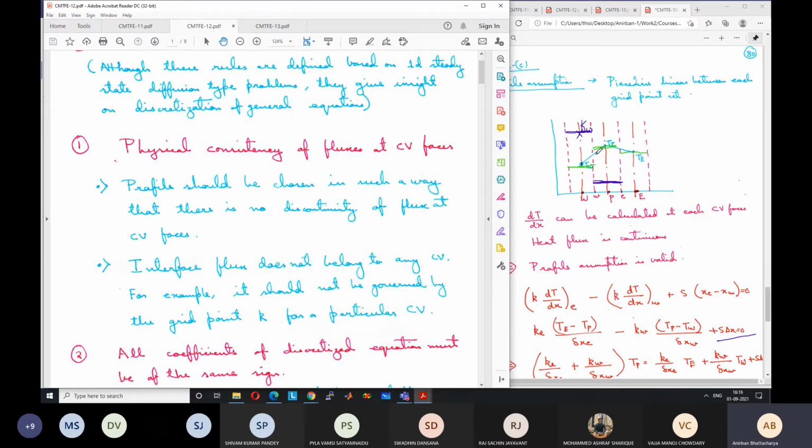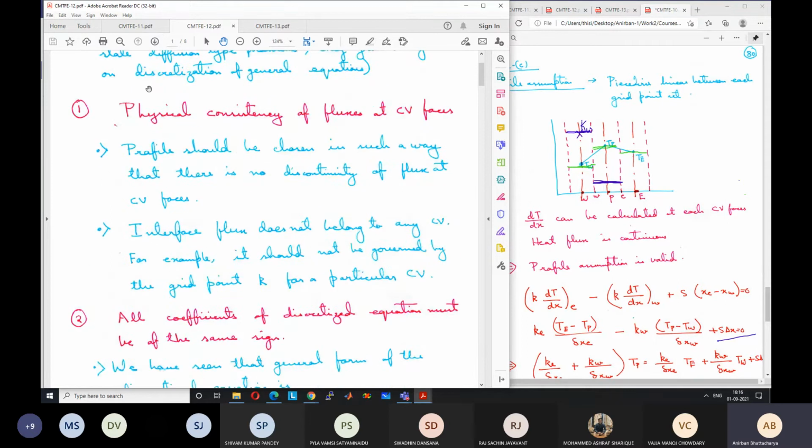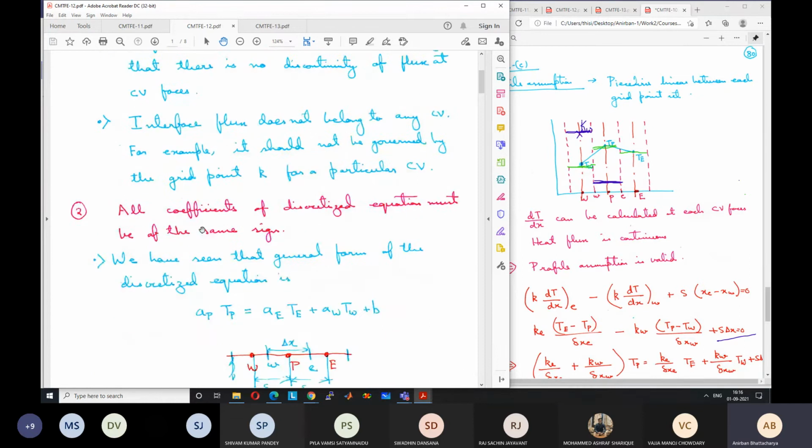So if the flux does not belong to the P control volume, it should not be governed only by the KP value. It should be governed by some mechanism which takes into account both control volume properties. The interface flux does not belong to any control volume. For example, it should not be governed by the grid point K of a particular control volume. So it should take into account the property of both the control volumes, except the limiting cases, of course, like what we have seen. This is a very important property. This has to be followed. Otherwise, it will give a physically inconsistent solution.